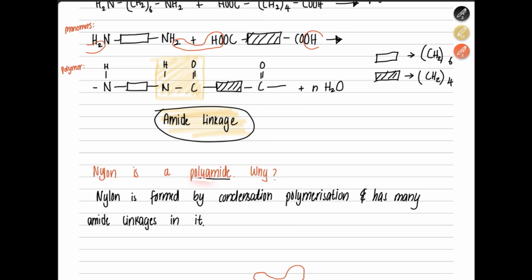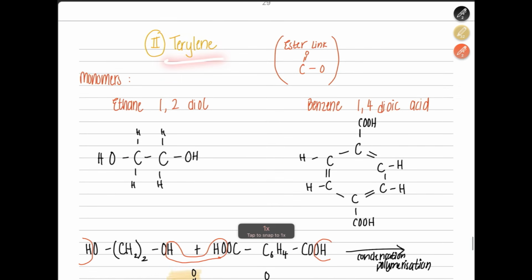Now, nylon is a polyamide. Why? This is because nylon is formed by condensation polymerization, and it has many amide linkages. It's a polyamide. Now, we also have terylene.